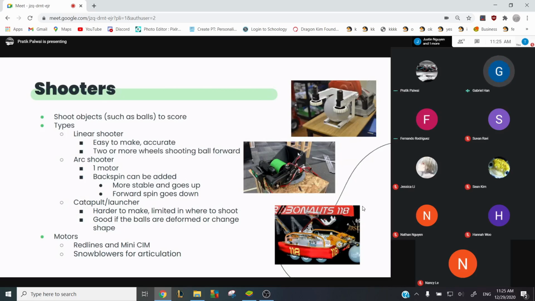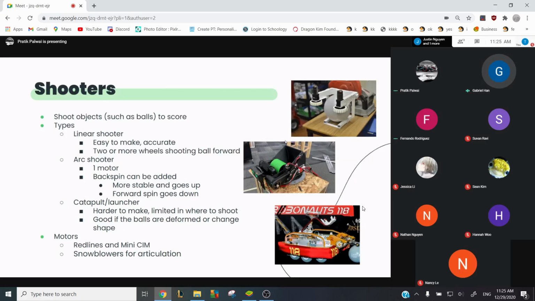You can also have more wheels, like 4 wheels, but those are usually just shooting straight and they're pretty simple. Arc shooters are the one in the middle. That one has just 1 wheel or 1 motor spinning, so that you can add backspin to the ball. Backspin is good because it moves the ball up as it flies and it's more stable, whereas forward spin will move the ball down.